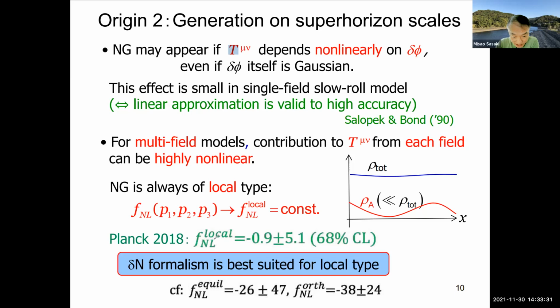Anyway, in this case, because everything is determined locally and classically, I didn't have any time to go into detail, but as I mentioned yesterday, the delta N formalism, which just deals with classical dynamics, can deal with such cases very well. And so there is lots of work done on this kind of non-Gaussianity in the literature. Okay.